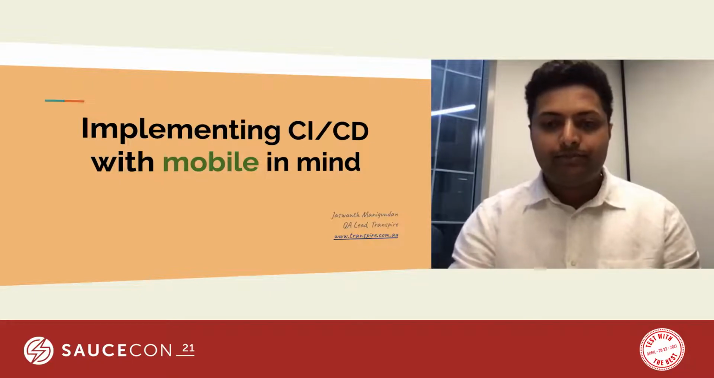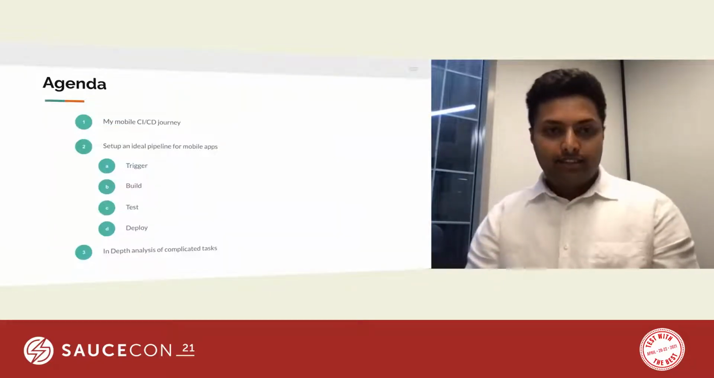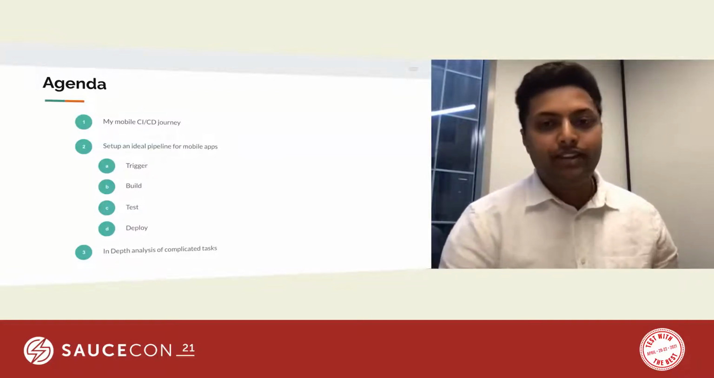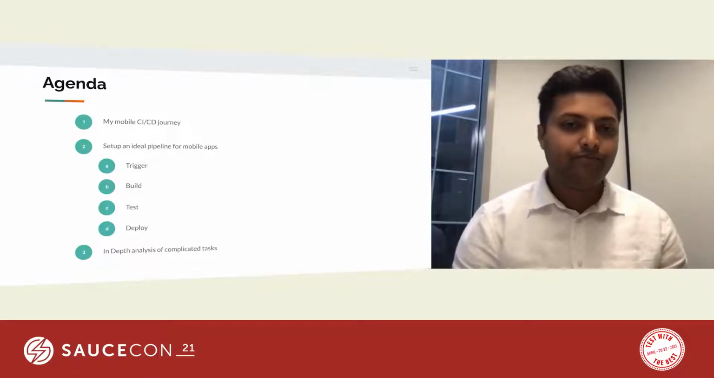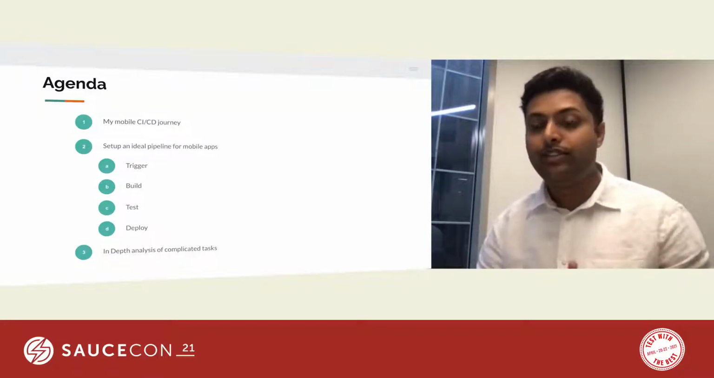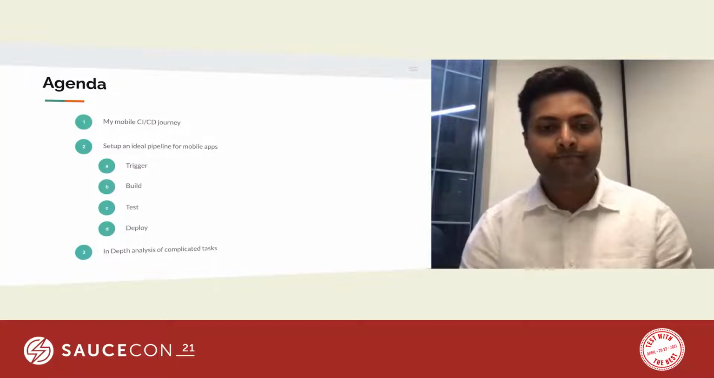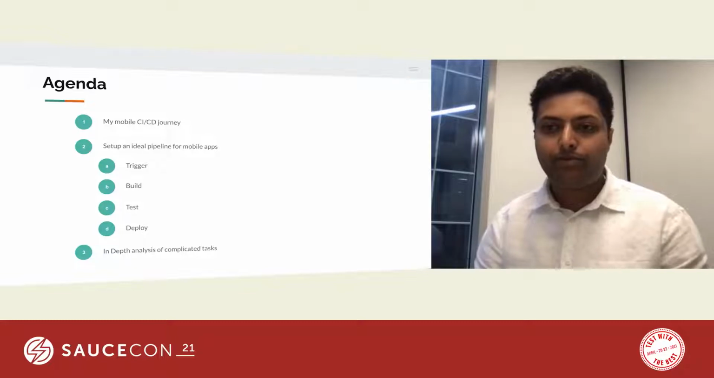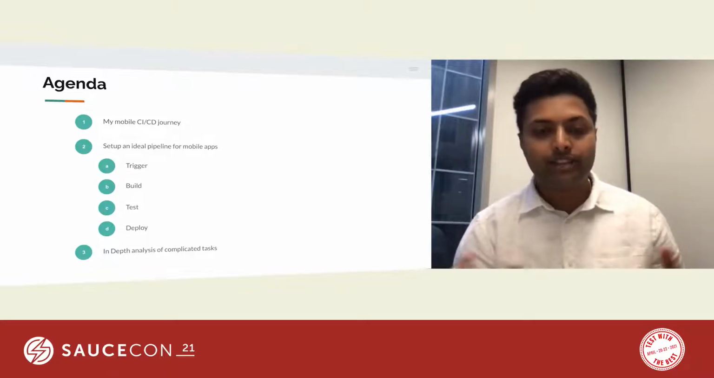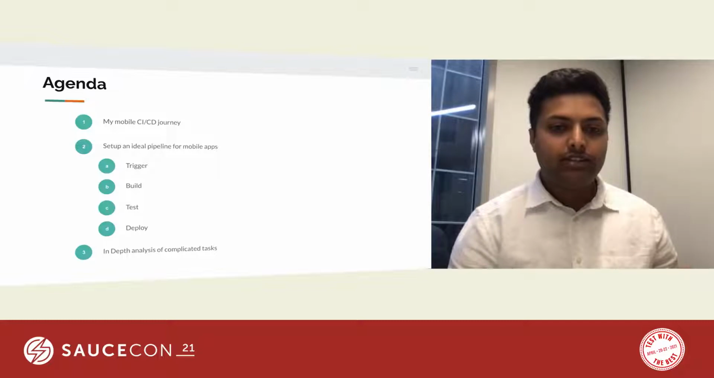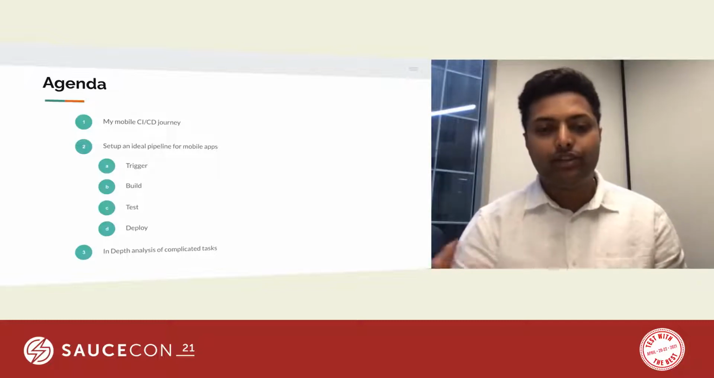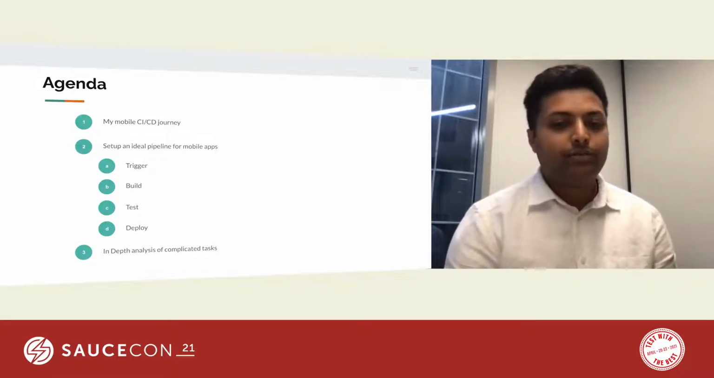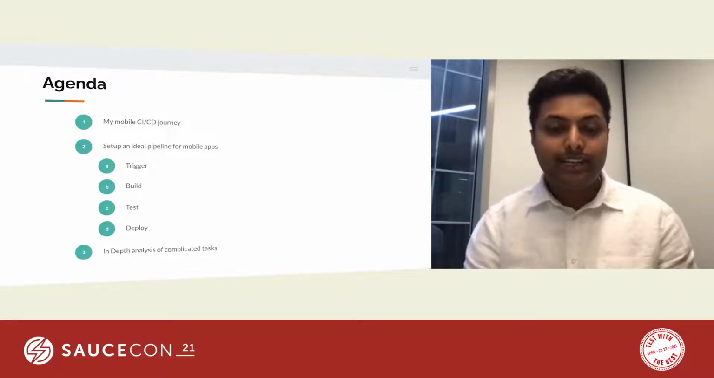So let's get started. As I said, in this presentation, I'll be talking about three things. The first one being my experience with CI/CD and how it went on the mobile side of things and how it's different from web apps. And then I'll do a quick demo on how to set up a mobile app CI/CD pipeline from scratch, starting from the build triggers to deploying it and installing it on your phones. And finally, I'll be talking a bit more about some of the complicated tasks that are involved in setting up CI/CD for mobile.